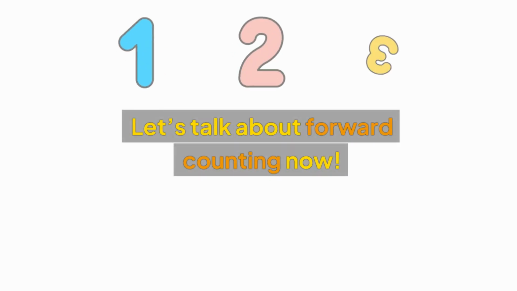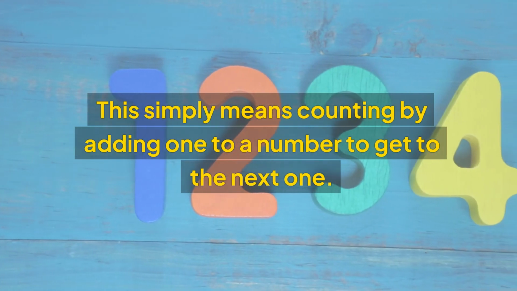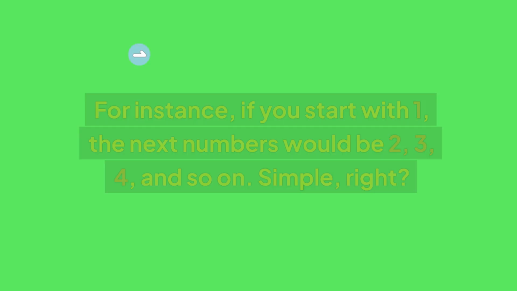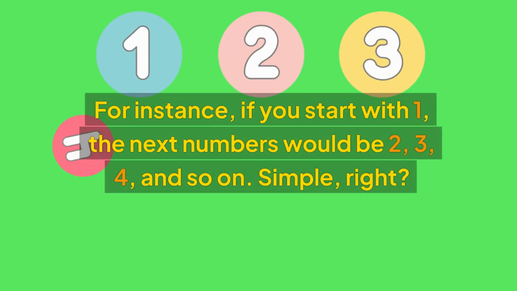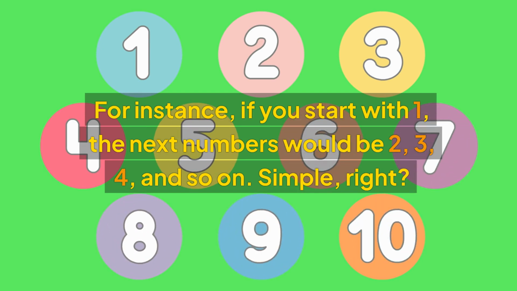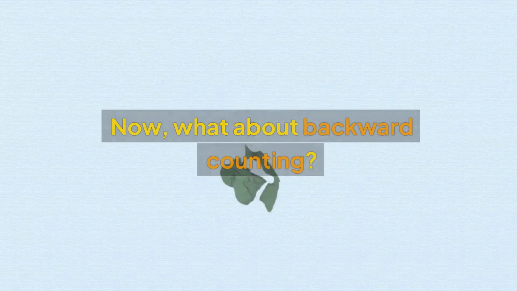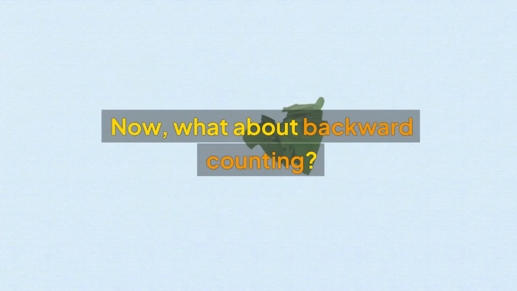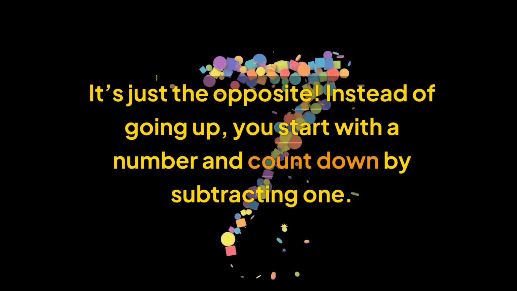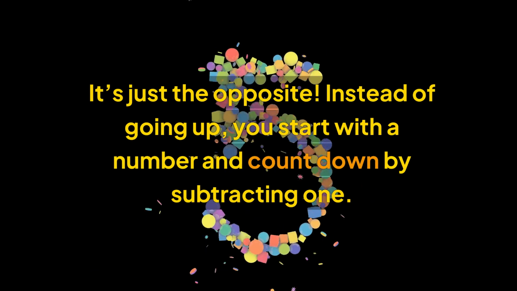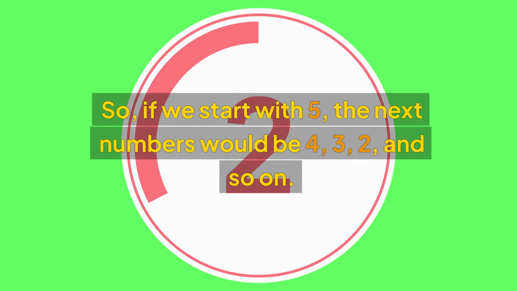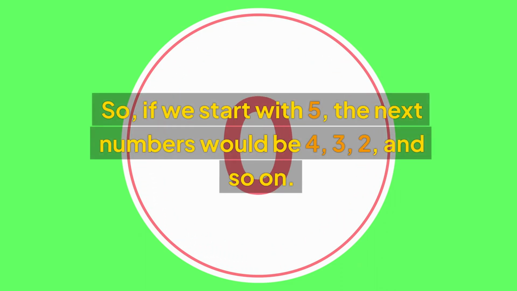Let's talk about forward counting now. This simply means counting by adding 1 to a number to get to the next one. For instance, if you start with 1, the next numbers would be 2, 3, 4, and so on. Simple, right? Now, what about backward counting? It's just the opposite. Instead of going up, you start with a number and count down by subtracting 1. So, if we start with 5, the next numbers would be 4, 3, 2, and so on.